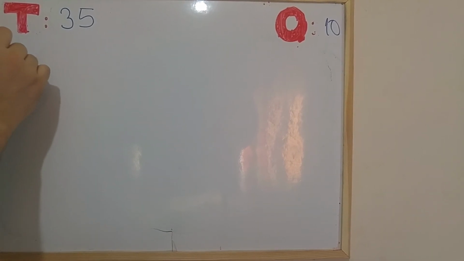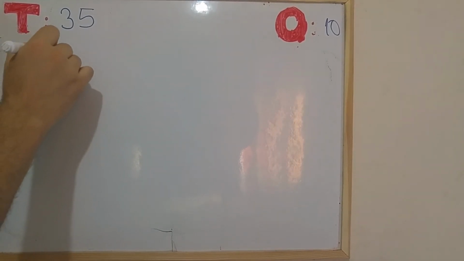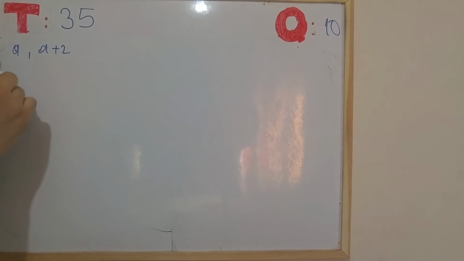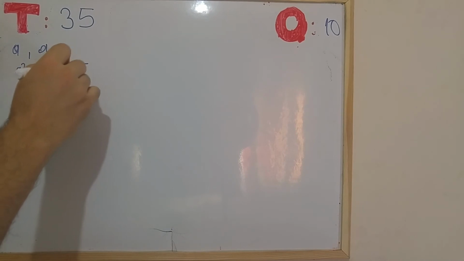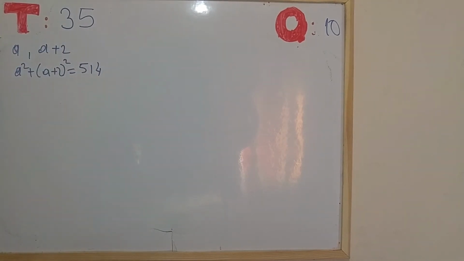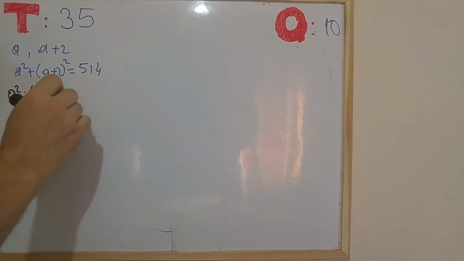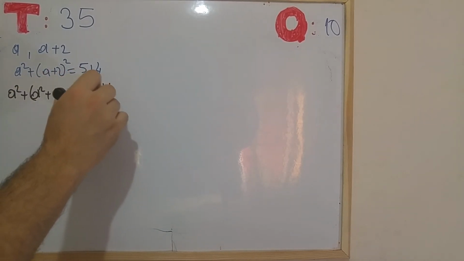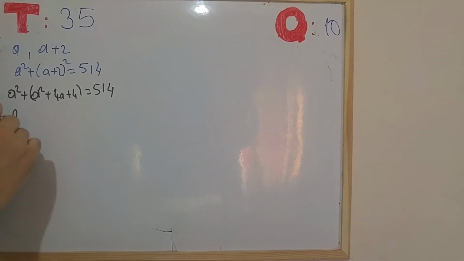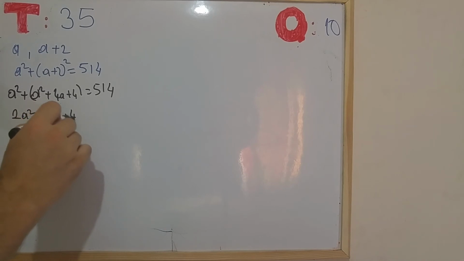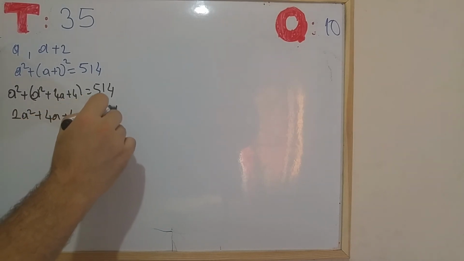Let's call one of these numbers a and the other a plus 2. So their square sum, which is a square plus (a plus 2) square, is equal to 514. Let's start from here. Let's expand the parentheses. What we're going to have is a square plus a square plus 4a plus 4 is equal to 514. So this is 2a square plus 4a plus 4 is equal to 514.